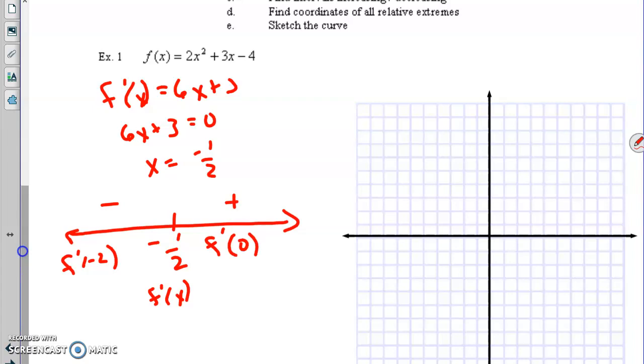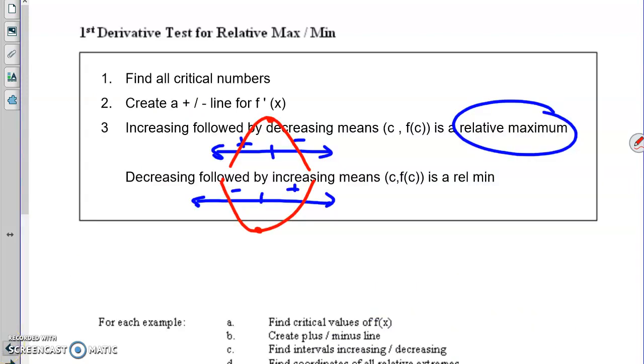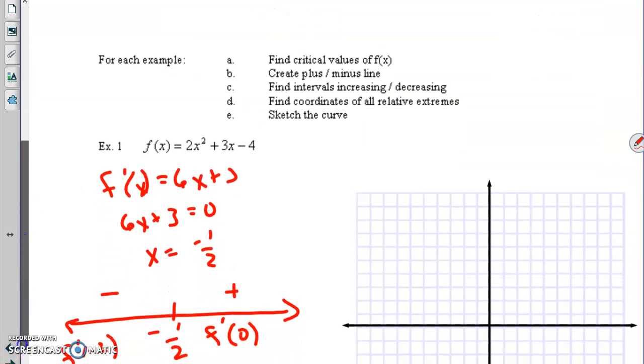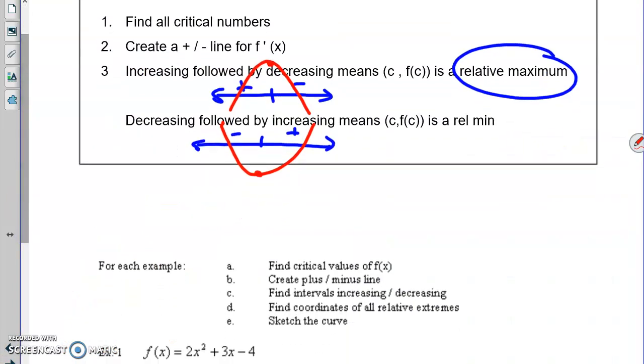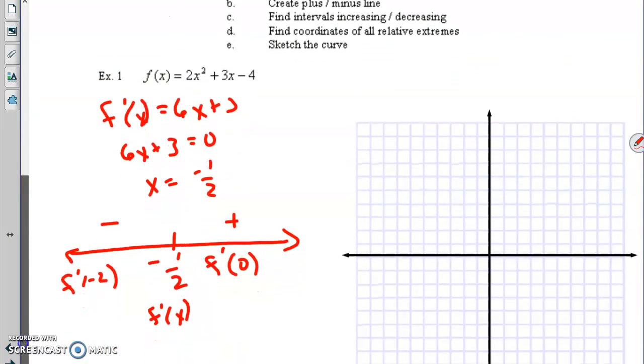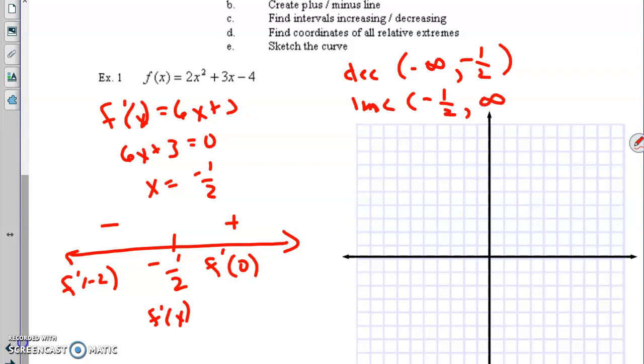What does that tell me? Decreasing followed by increasing, which means, whoops, sorry, meant to do this, which means, darn it, which means it is decreasing from negative infinity to negative a half, and it is increasing from negative a half to positive infinity.